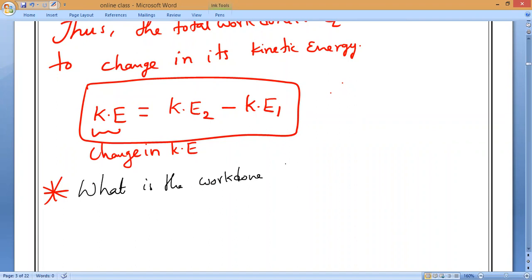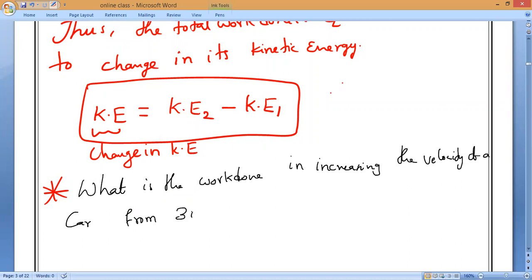What is the work done in increasing the velocity of a car from 30 kilometer per hour to 60 kilometer per hour? Have you noticed it? Now tell me, what is the initial velocity of the car? Is it 0 or 30? Everybody: 30. So you might understand.